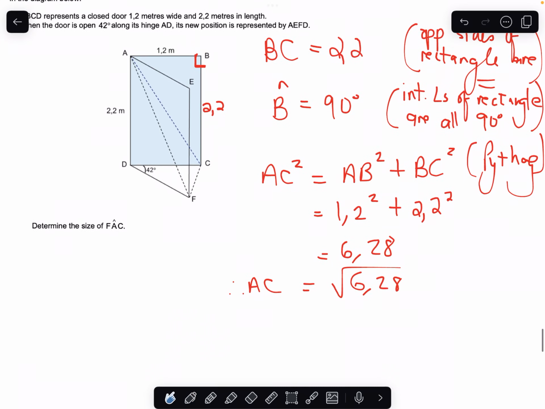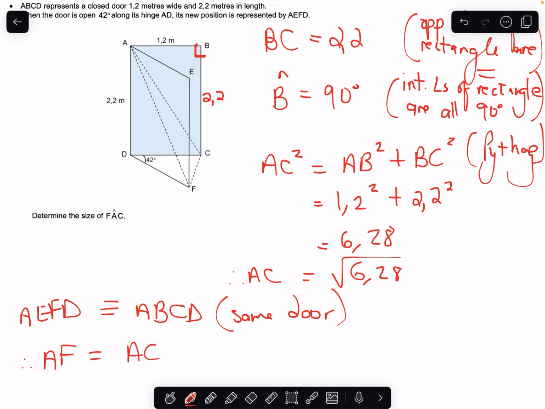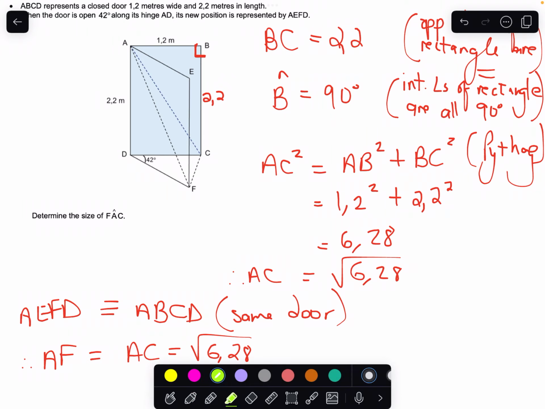And we know that AEFD and ABCD are congruent, and that's because it's literally the same door. So therefore we know that AF will have the same length as AC, will also be the square root of 6,28. So far we have this length, we have that length, and now we want to find this length over here.